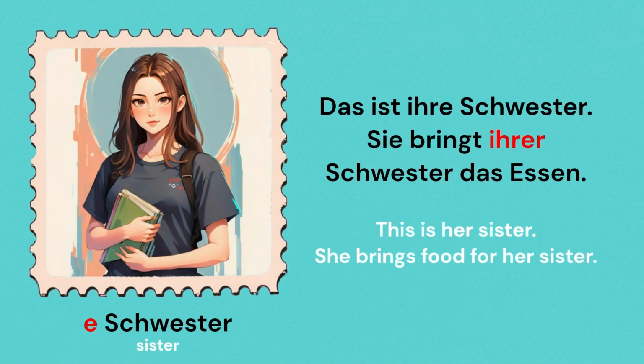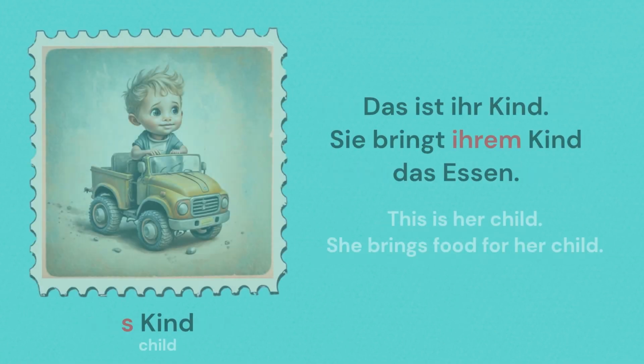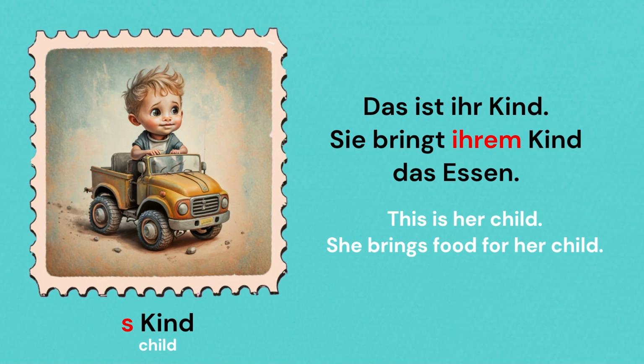Das ist ihre Schwester. Sie bringt ihrer Schwester das Essen. Since Schwester is die, the possessive pronoun for dative would be ihrer. Das ist ihr Kind. Sie bringt ihrem Kind das Essen. Yes, since the article for Kind is das, the possessive pronoun would be ihrem.